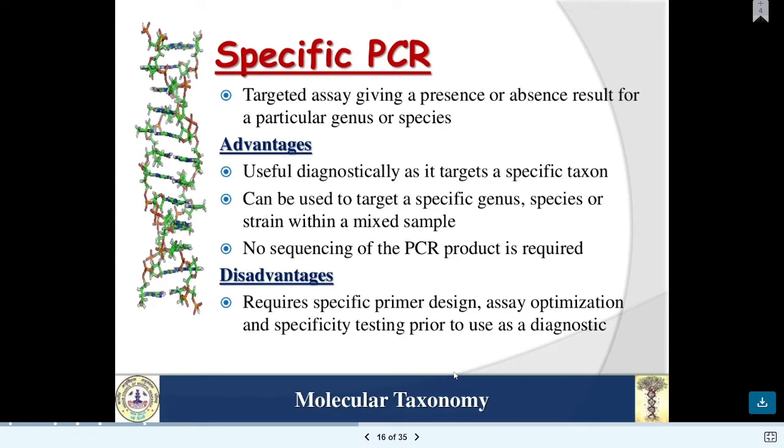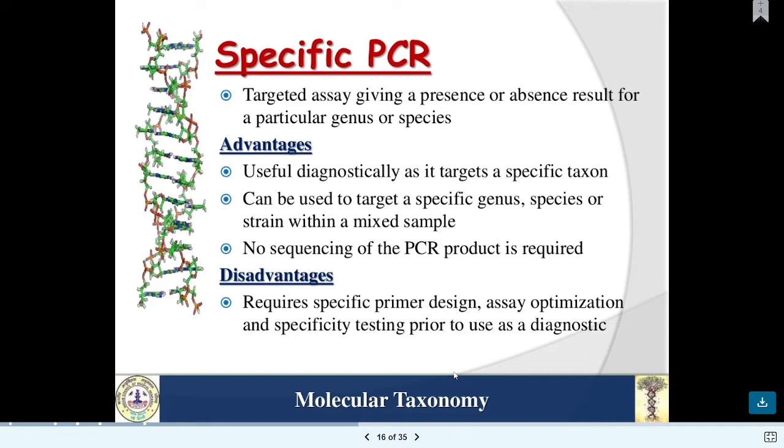Accordingly, we design a primer, and with the help of this primer, we can apply real-time PCR or reverse transcription PCR. With this PCR technique, we can identify whether there is an amplification of that particular segment. If there is, of course, the organism is present. If there is no amplification, the organism is absent.